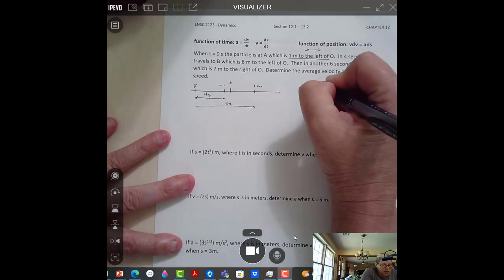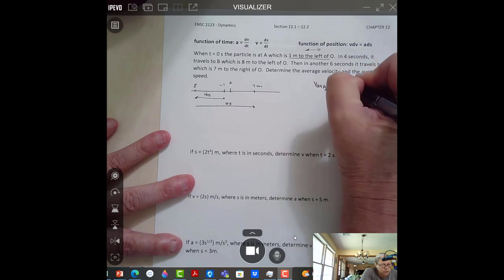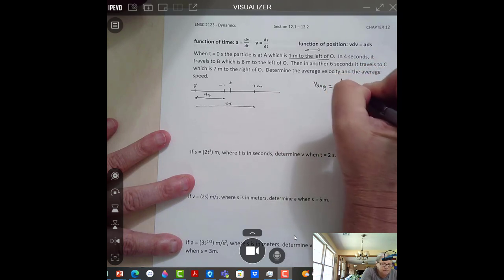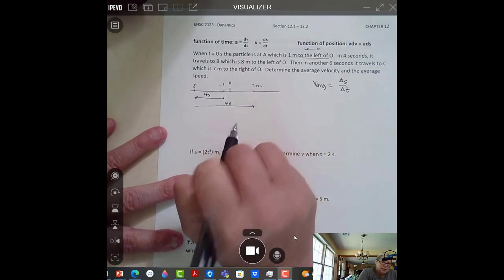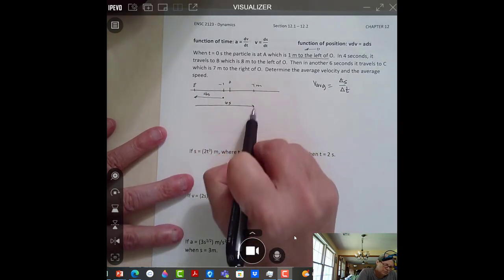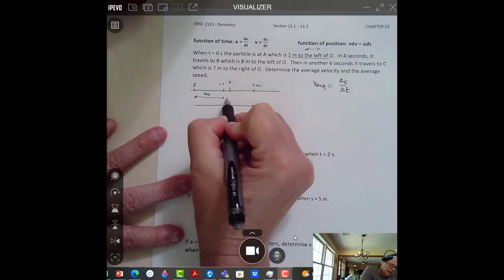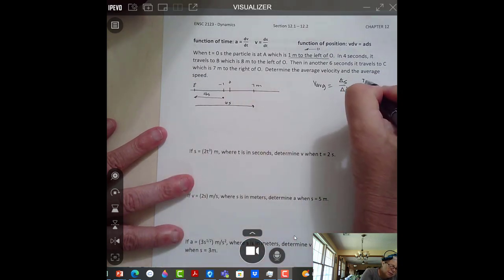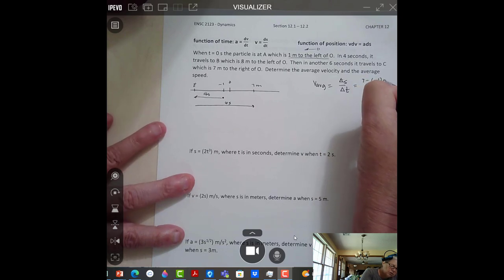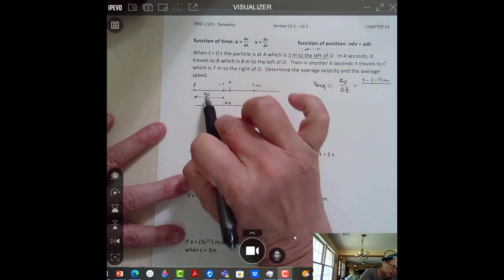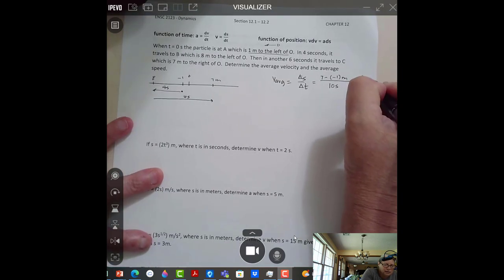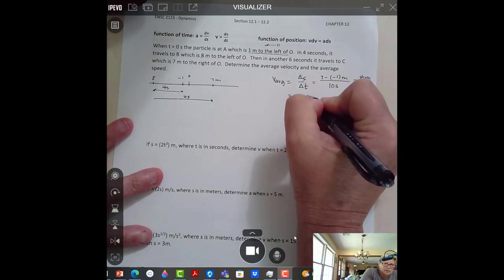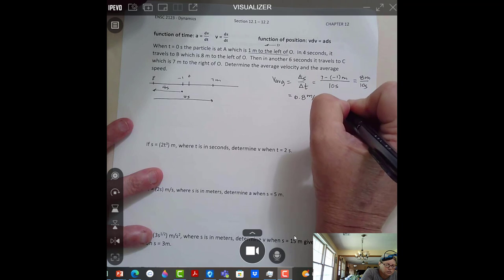So remember that our velocity average equals delta S over delta T. And this is displacement. It is final minus initial. So if I'm looking at this, I have final is 7 meters. Initial is -1. So I have 7 minus -1 meters over 10 seconds. And I get 8 meters per 10 seconds. So I get 0.8 meters per second for my average velocity.